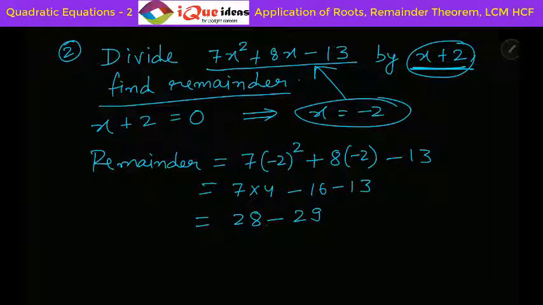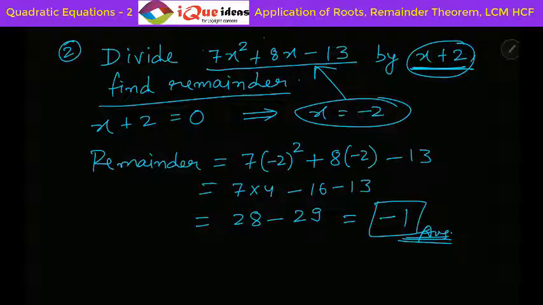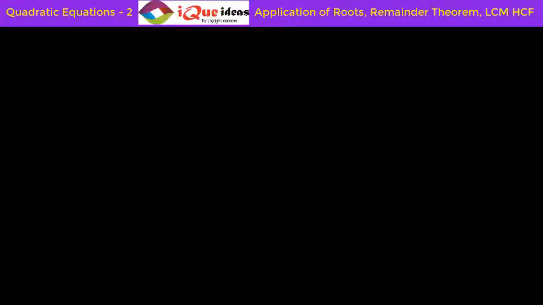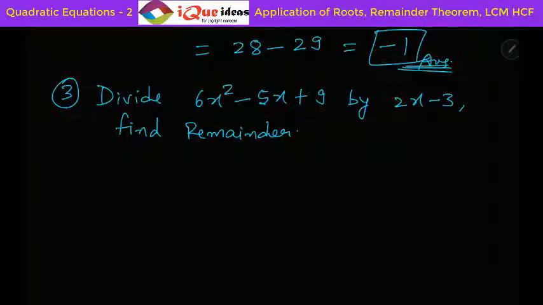So 28 minus 29, that is equal to minus 1. So the answer of this question is simply minus 1. That means when this expression is divided by x plus 2, the remainder is minus 1. Okay. Now let's take this question.